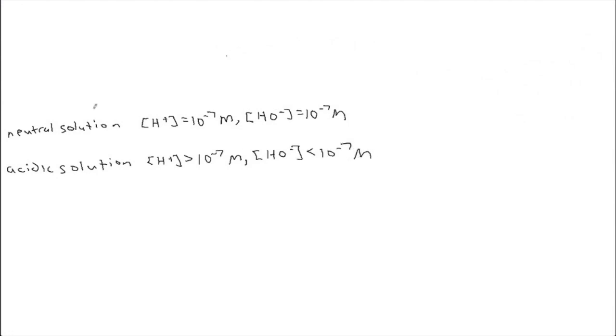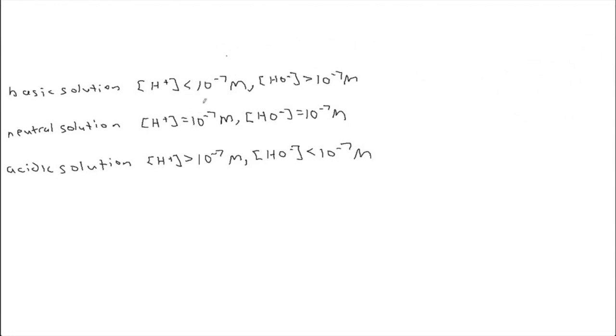Molar. Okay. Now then, what about a basic solution? What can we say about that? The proton concentration would be less than 10 to the negative 7th molar. The hydroxide ion concentration would be greater than 10 to the negative 7th molar. Good. Now, the general definition of a basic solution is when hydroxide concentration is bigger than proton concentration. But that would mean the hydroxide is bigger than 10 to the negative 7 and proton is less than 10 to the negative 7.